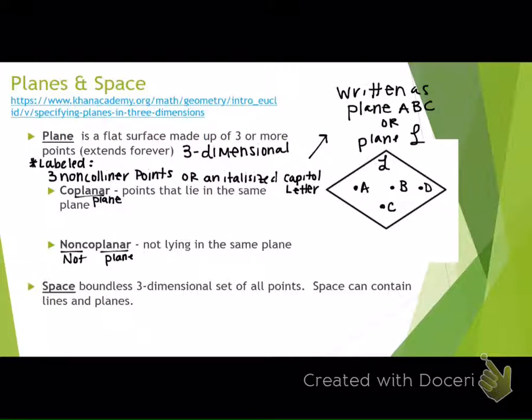All right, so space is a boundless 3-dimensional set of all points. Space can contain lines and planes. Any questions so far before we get into a million examples?